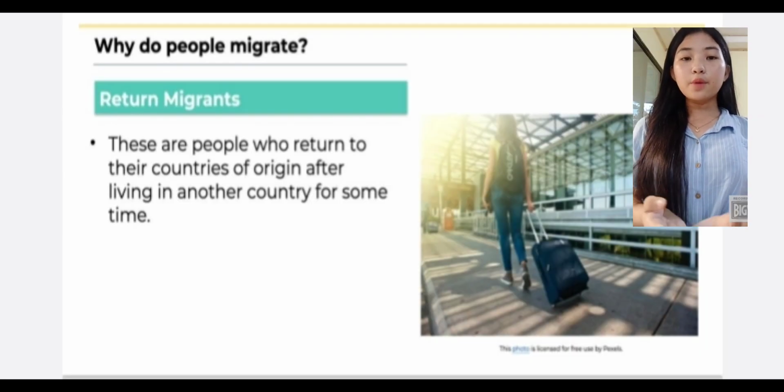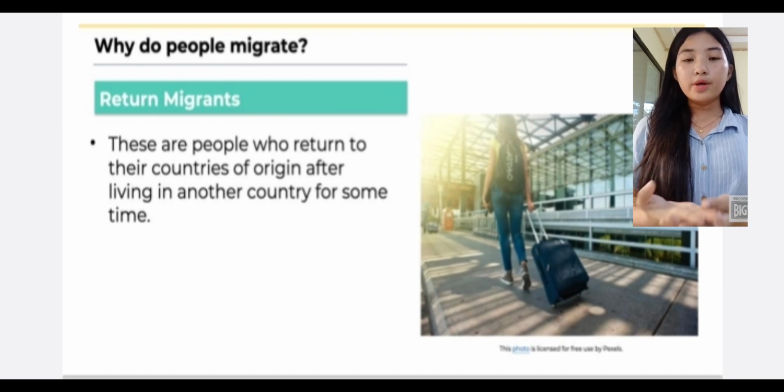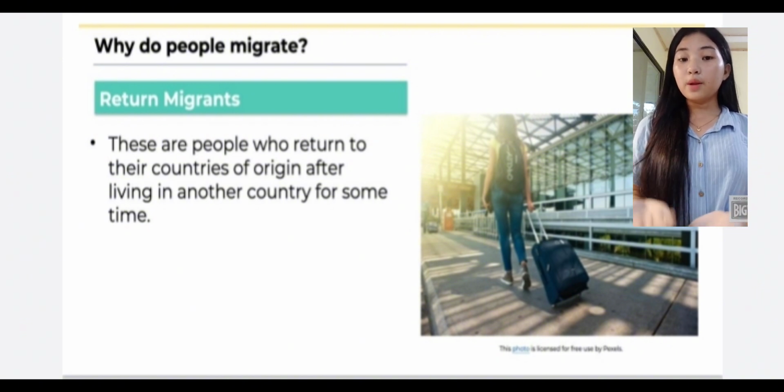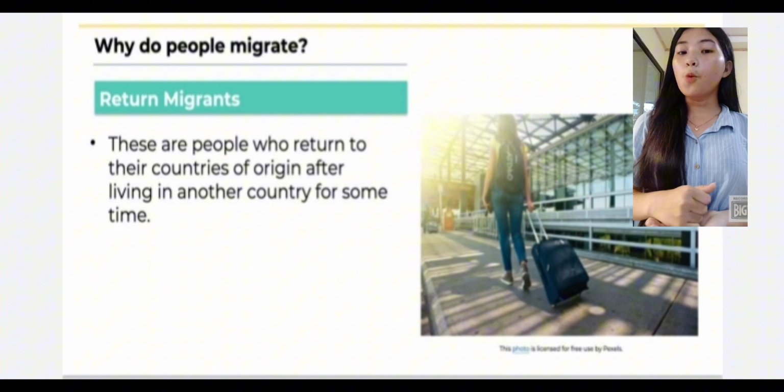Return migrants, these are people who return to their countries of origin after living in another country for some time. So return migrants are people who move back to their country after living abroad. For example, me, I went to Canada to work. Then, after a few years, I came back to my home country, which is the Philippines. So that is a return migrant. You went to another country, but you came back to your home country.